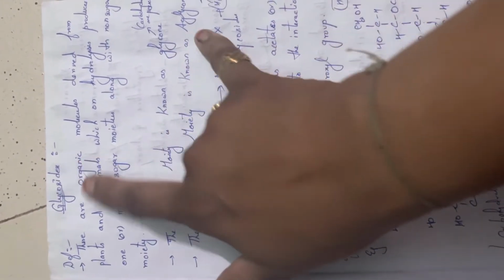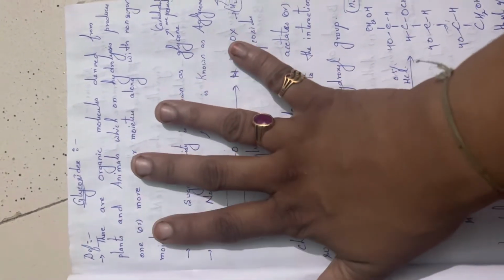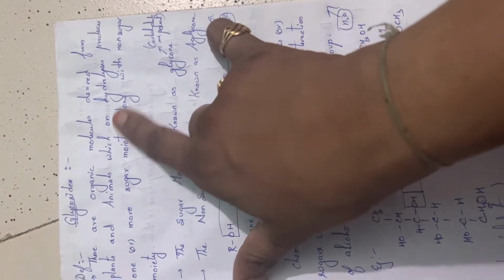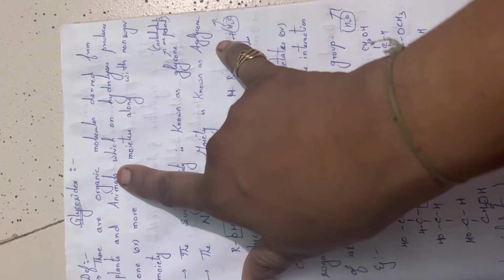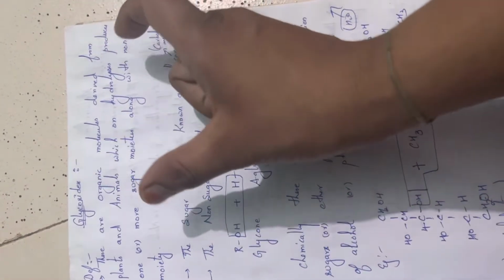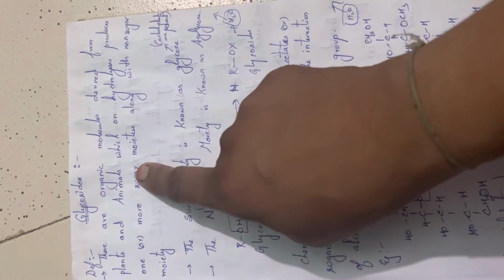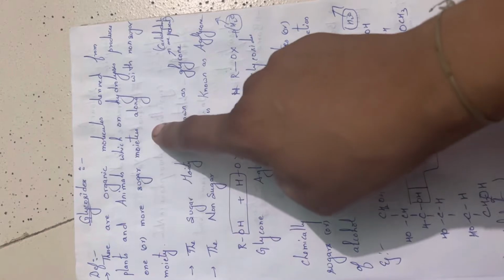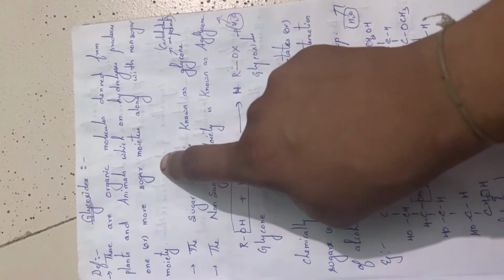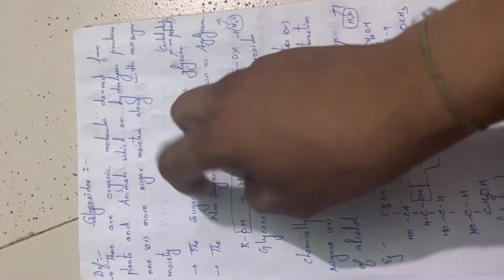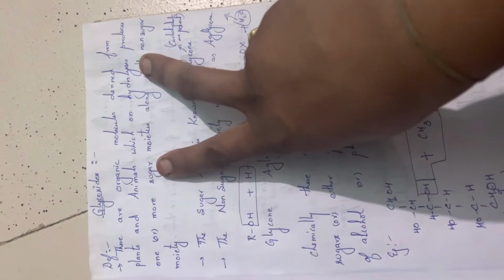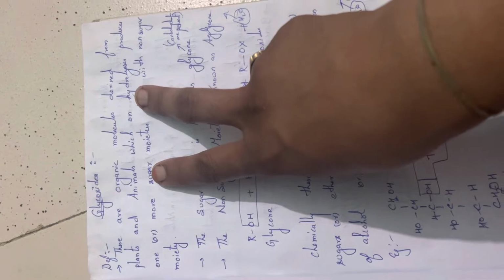So coming to the definition, what is a glycoside? These are organic molecules derived from plants and animals. These are complex organic molecules which can be obtained from both plants and animals, which on hydrolysis produce one or more sugar moieties along with a non-sugar moiety. So glycosides are made up of two parts.